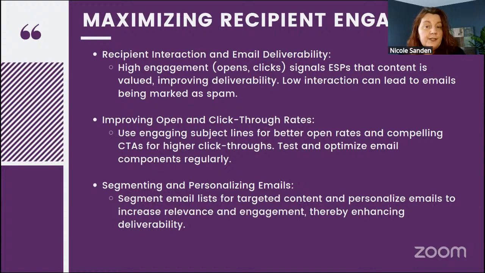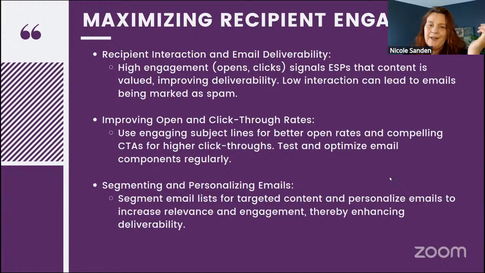You want to use engaging subject lines for better open rates and compelling CTAs for higher click-throughs. Test and optimize your email components regularly. So using system.io, every time you create or make a change to an email, you can send a test email and see where it lands. If it lands in your spam folder, chances are it's going to land in theirs. So maybe try an adjustment to your subject line and then test it again. So a lot of this is trial and error to see what will go through your filters.